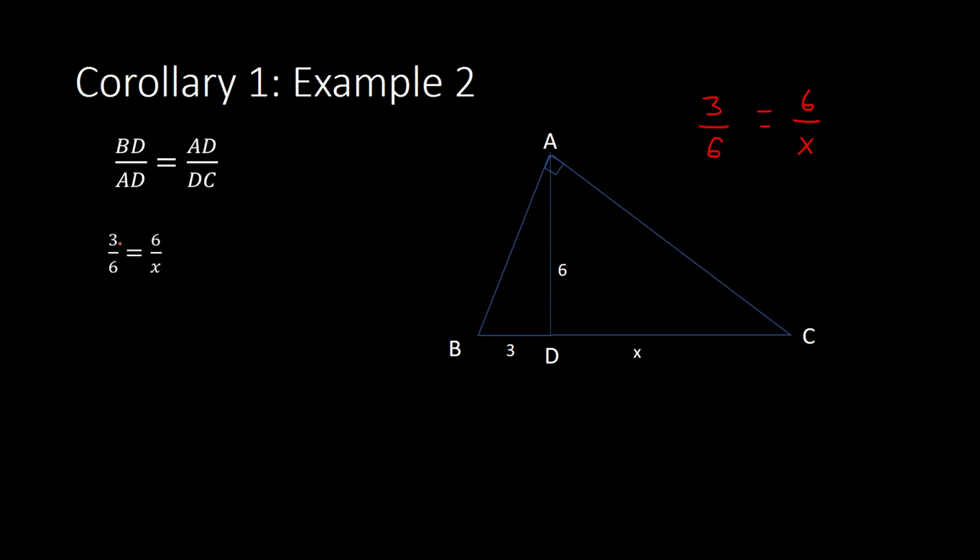So now I can solve that for x. So when I solve that, I have 3 over 6 equals 6 over x. I can cross multiply 3 times x and then 6 times 6. So I now have 3x equals 36. I can then solve for x by dividing both sides by 3. Now I have x equals 36 over 3, which would equal 12.